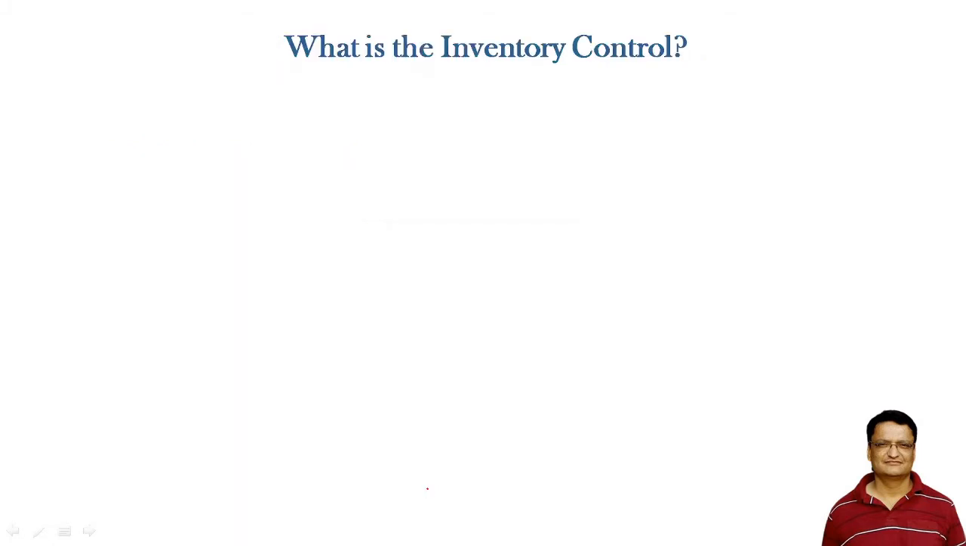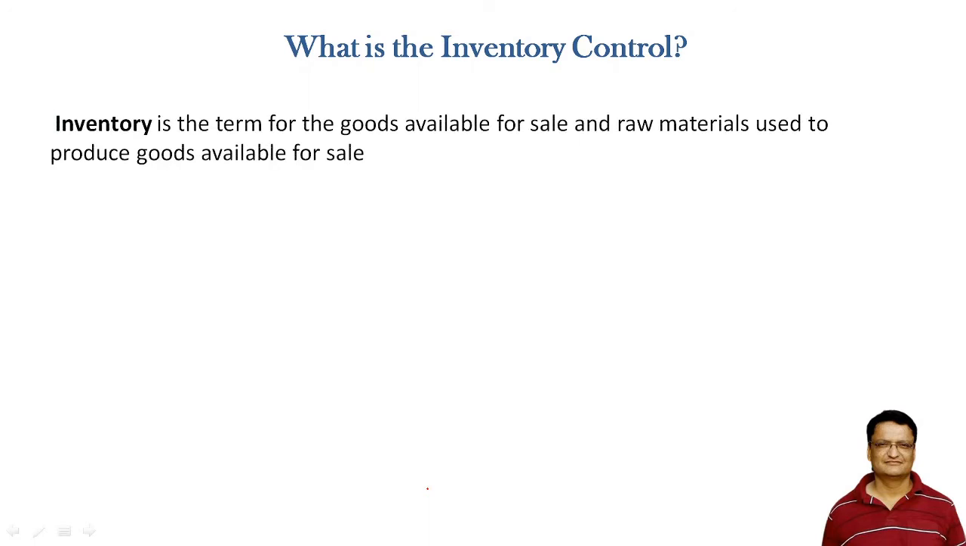So what is inventory control? Before that, let us try to understand the term inventory. Inventory is the term for goods available for sale and raw material used to produce the goods available for sale. So if you have a shop and you sell goods, you make a stock of that, and that is the inventory. Or if you are a manufacturing firm, you require raw material to make other finished goods, and you make a stock of that, which is nothing but the inventory.